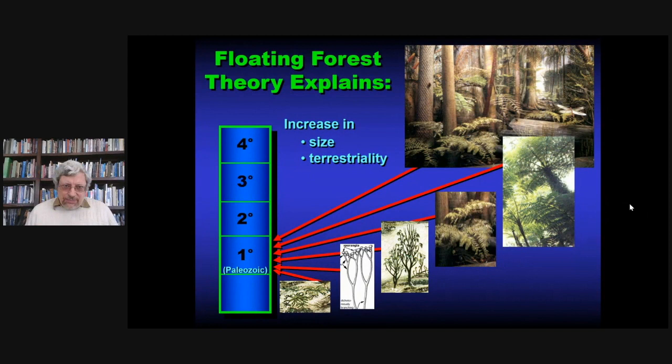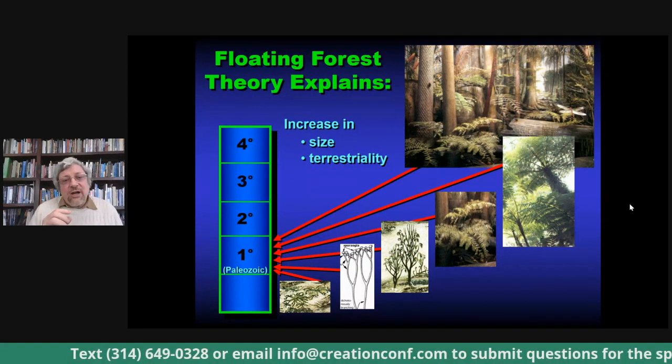This concept of a floating forest destroyed in the flood would explain several things that we see in the fossil record of the plants. It would explain the increase in size that we see in Paleozoic plants. It would also explain the increase in terrestriality, that order that I was talking about of the major groups of plants. But it doesn't stop there.